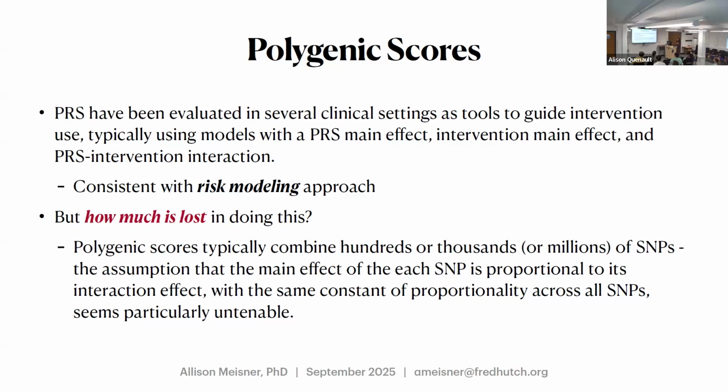And I would argue, as I alluded to earlier, that since polygenic scores can combine thousands or even millions of SNPs, this assumption that the main effect of each SNP is proportional to its interaction effect, with that same constant proportionality across all SNPs, seems particularly untenable. And there was an interesting paper a few years ago that looked into this and showed that this is generally not expected to hold given the genetic architecture of most chronic diseases.